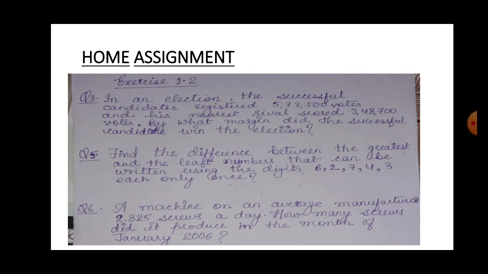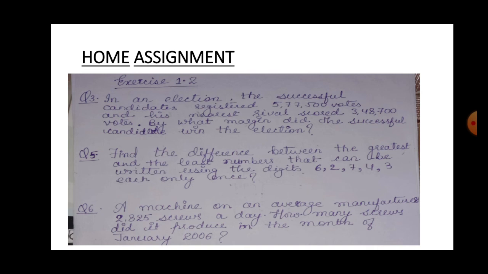Then come to question number 6. A machine on an average manufactures 2825 screws a day. How many screws did it produce in the month of January 2006? So children, you can see that the average manufacturing capacity of a machine is how much? 2825 screws in a day. Now we need to get the number of screws produced in the month of January.